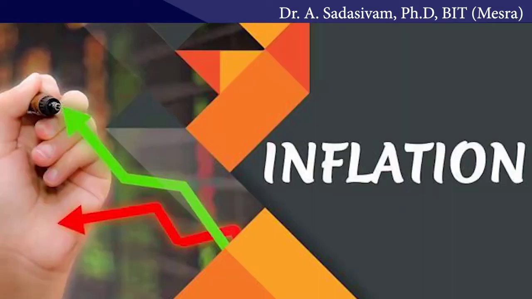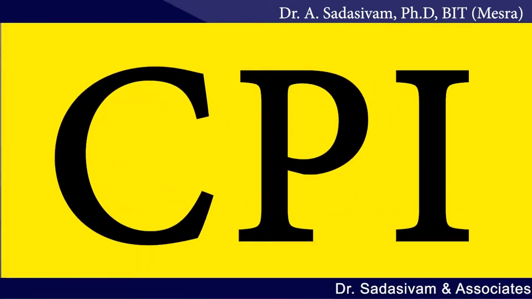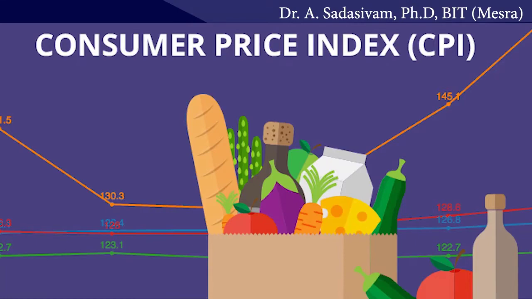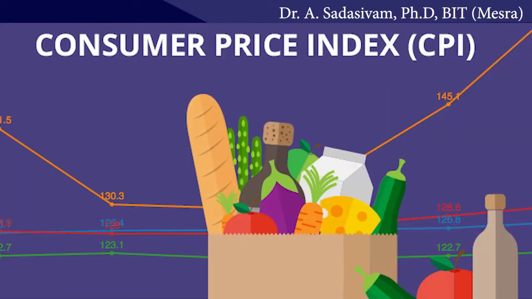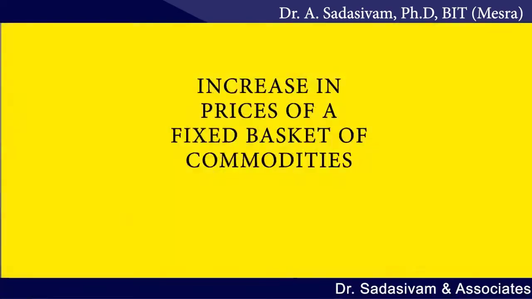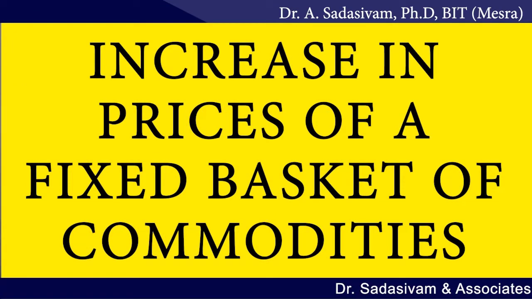Now we are going to talk about the inflation which affects the common man. Normally, inflation is measured through two metrics. One is CPI, which is the Consumer Price Index, and the second is WPI, the Wholesale Price Index. Both are important, but what affects the common man is the Consumer Price Index. So we will be talking more about the Consumer Price Index. This involves calculating the increase in prices of a fixed basket of commodities.